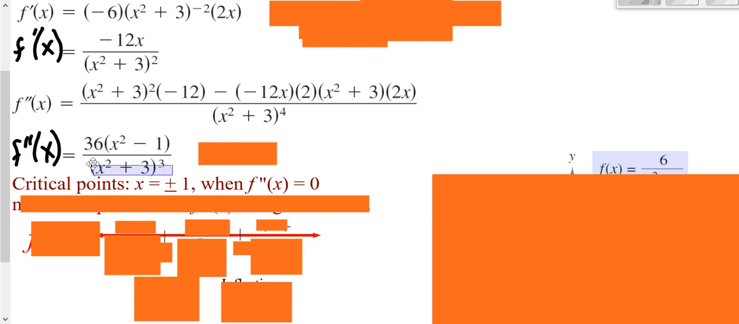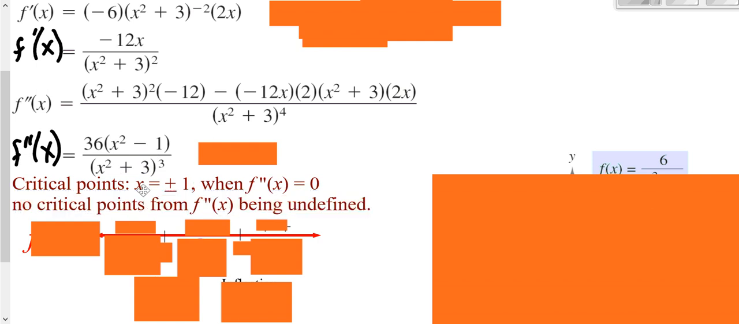You get critical points where your derivative is undefined, so you've got to look at what causes the bottom to be 0. Well, that would only be what causes the inside to be 0. Well, if you square something, you know that's positive, and add 3, that's positive. So there's no critical points from the bottom. By the way, if you did just do the quadratic formula on the bottom, you would have ended up getting i's. So that means you have no real numbers where you get critical points from.